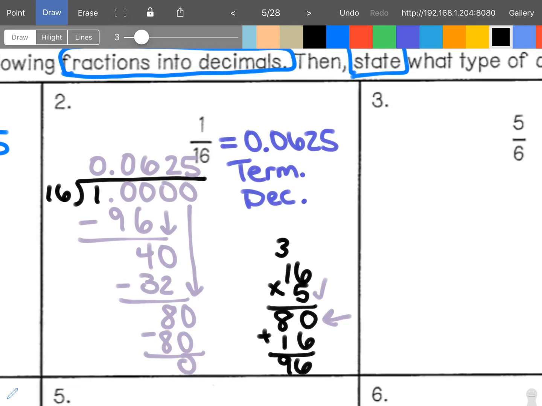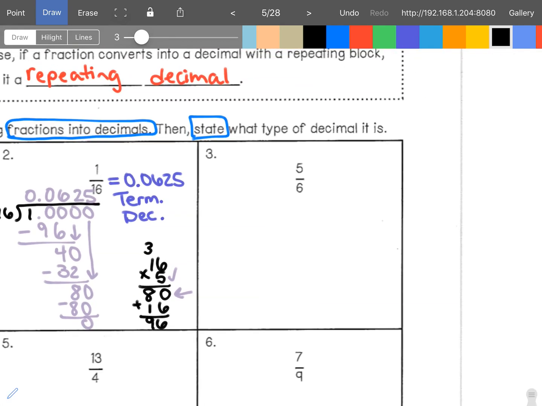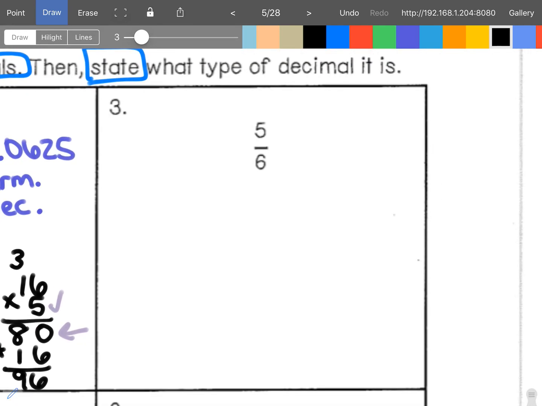If you think you're getting the hang of it, feel free to pause this and try number 3 on your own, just to see how you're doing before you start back up. You should be writing all these notes down along with me on your lesson sheet. Okay, let's try this one.